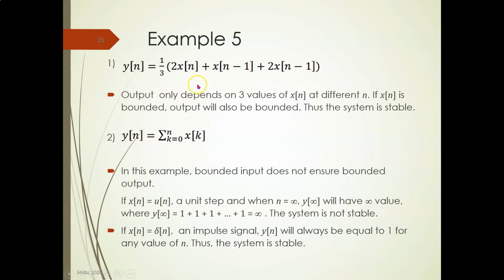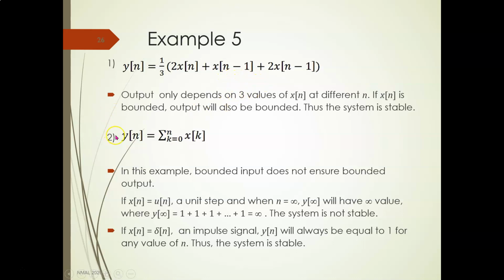Okay, if you look at example 5 for the stability of a system, given the equation here, y[n] equal to 1/3 of x[n] plus x[n-1] plus 2x[n-1]. If we see here, the output only depends on 3 values of x[n] at different n. Normally when we answer this kind of question, if there are no indicators of the limit of the input, we can put here that if x[n] is bounded, the output will also be bounded, and thus the system is stable. Because if we put any bounded value of x[n], from the equation here we will get a bounded output as well.